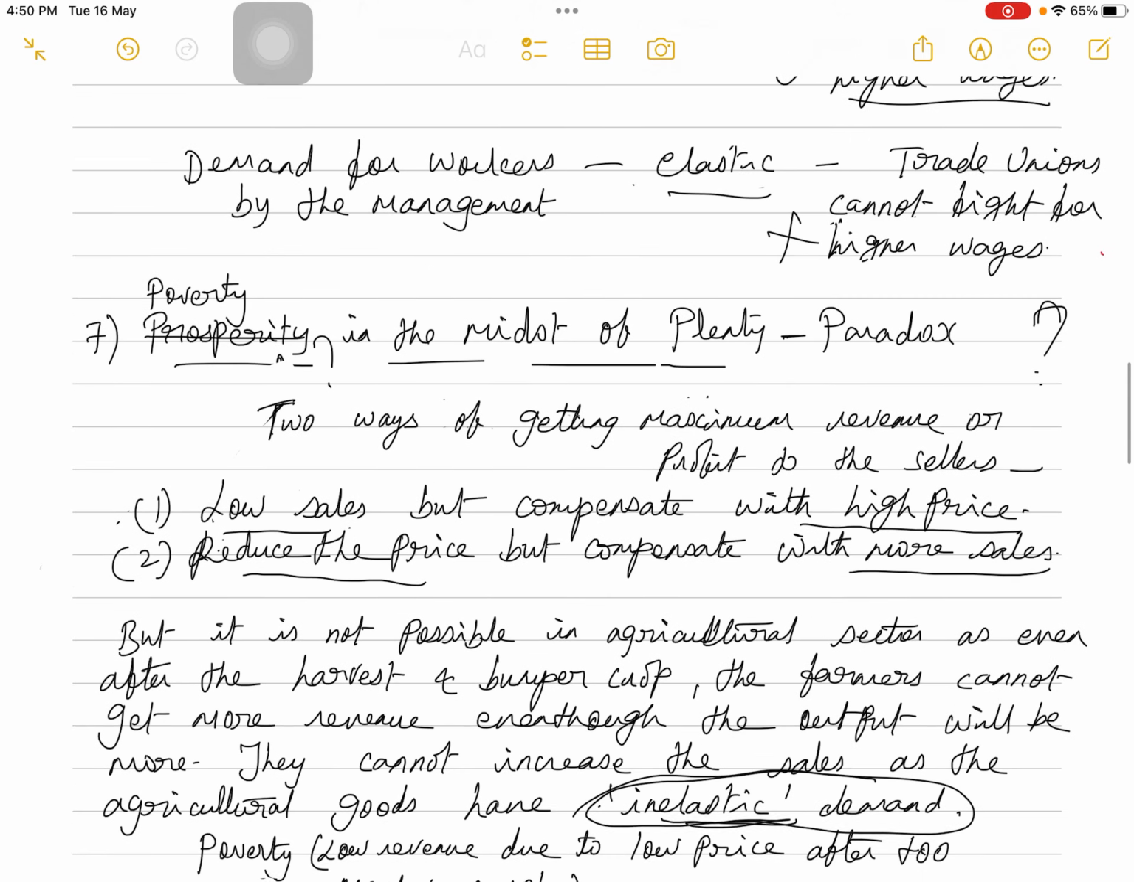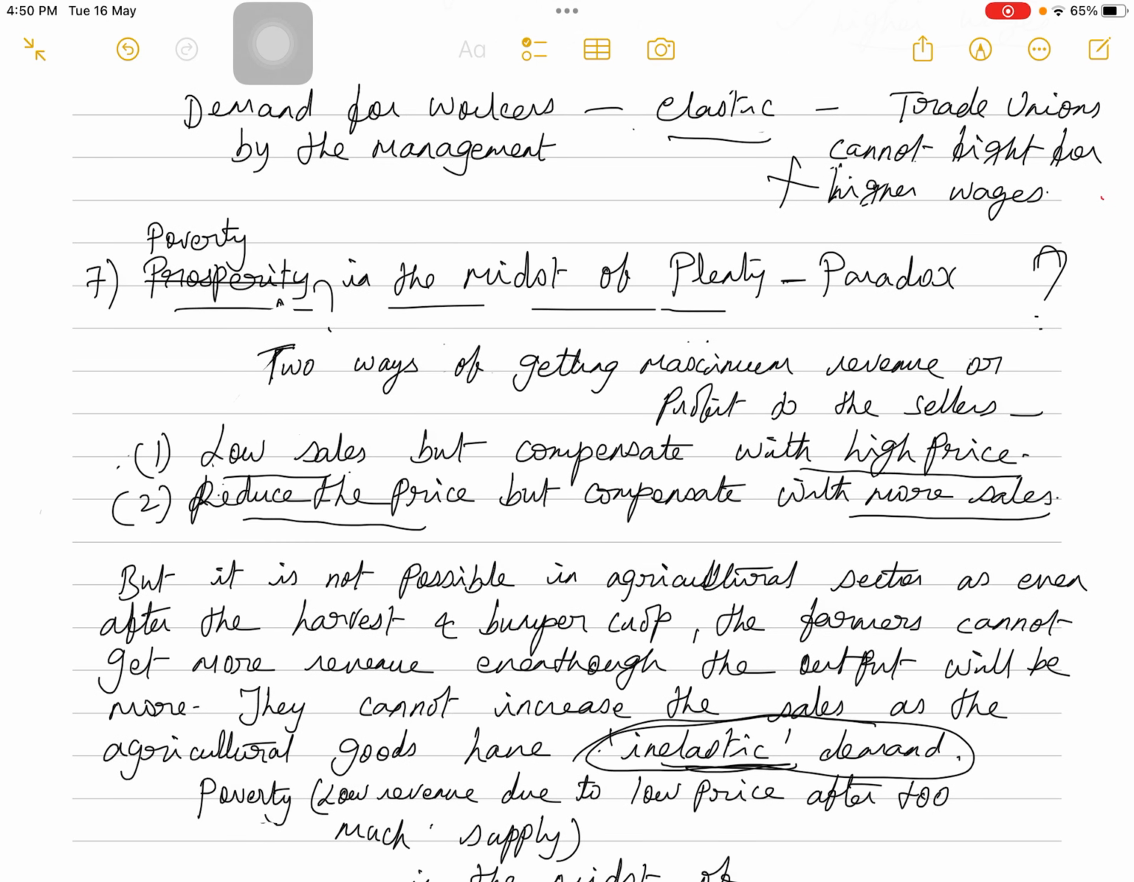Then the next one is prosperity in the midst of plenty. Actually, in your textbook it is given as prosperity in the midst of plenty, but the correct thing is poverty in the midst of plenty.